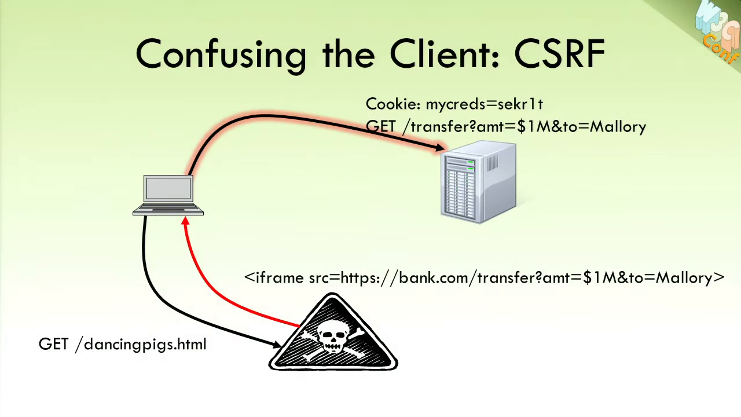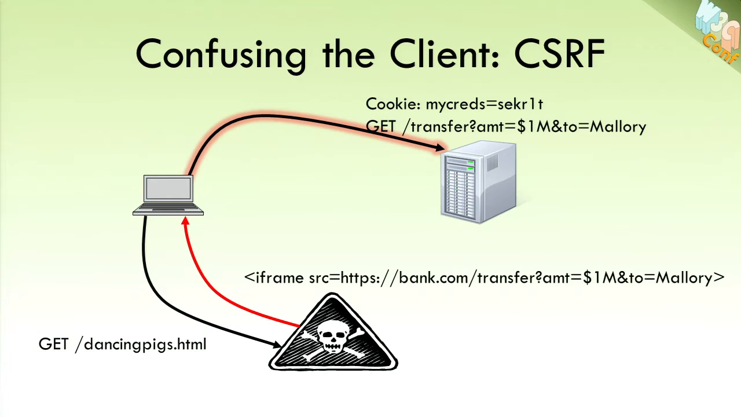Some ways to get around the same origin policy, attacks that have come up. Cross-site request forgery is an interesting one. This is where I go and see the dancing pigs at some random website. My friend emails me this link, and I want to see the dancing pigs. And what the bad guy sends is an iframe that has a URL that says, transfer some money, $1 million to Mallory. And my browser is going to go fetch that.